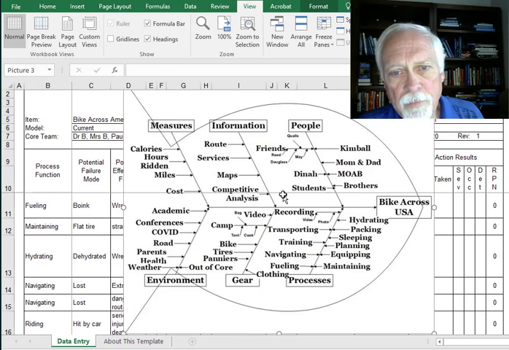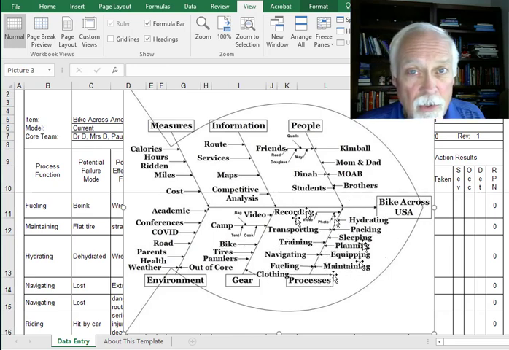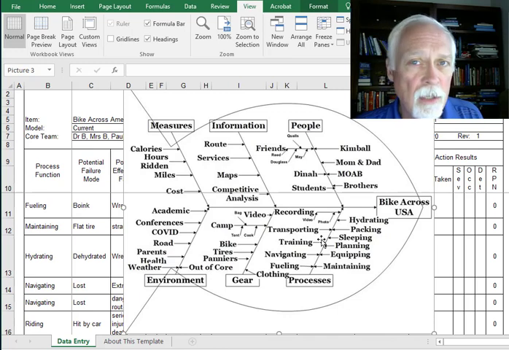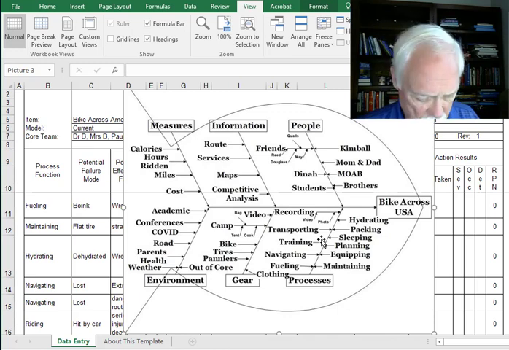a cause and effect diagram. So here's my cause and effect diagram. And under processes, you see all these different processes. And so I looked at the processes that I thought would be most likely to cause a failure of some sort on the trip.